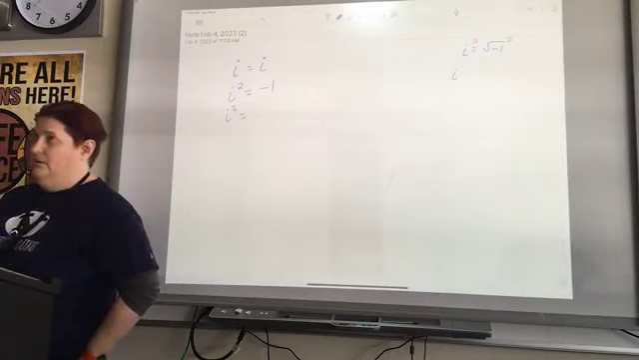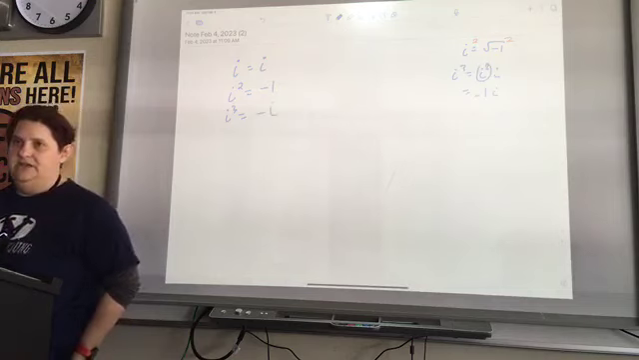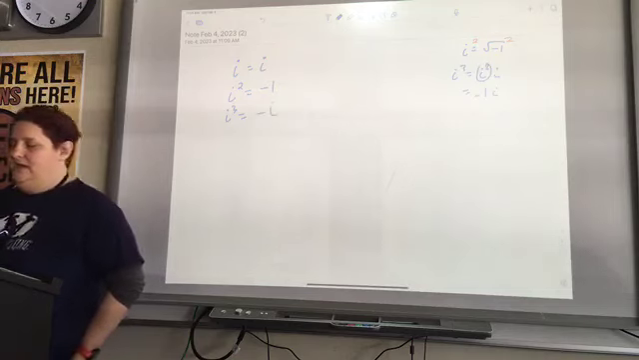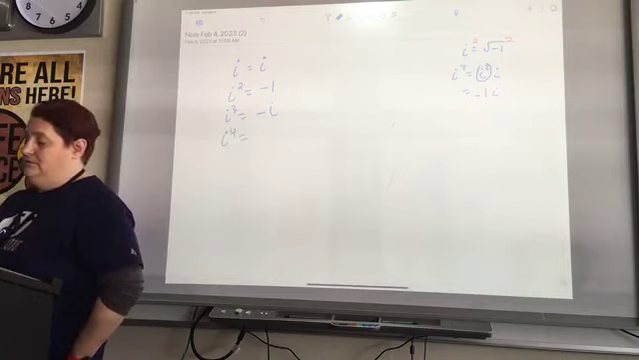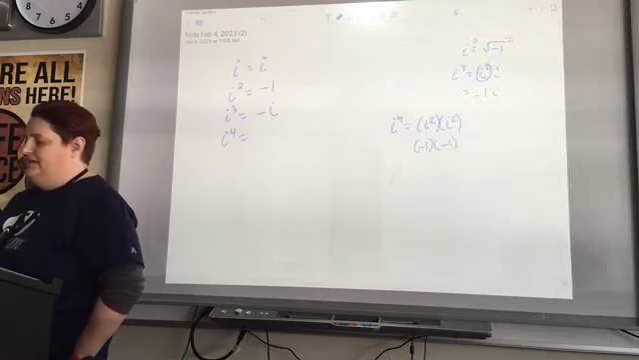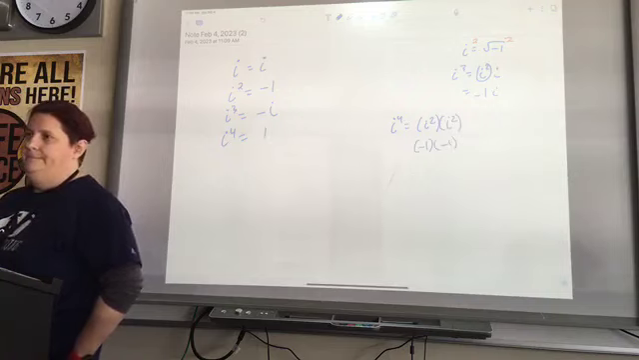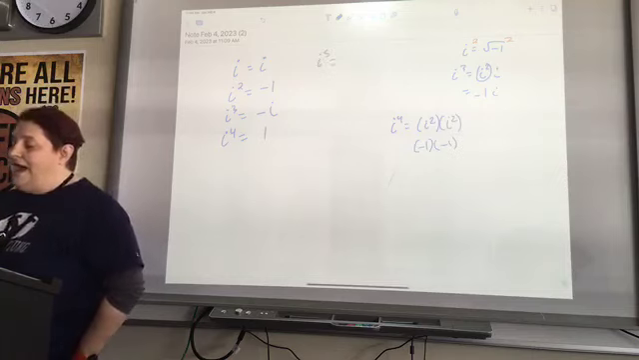Negative i. Yeah, i to the third is i squared times i, and i squared is -1, so it's negative i. Does that make sense? Okay, what's i to the fourth? It's 1. So i to the fourth is an i squared times an i squared, which is a -1 times a -1, which is 1. With me? Okay.